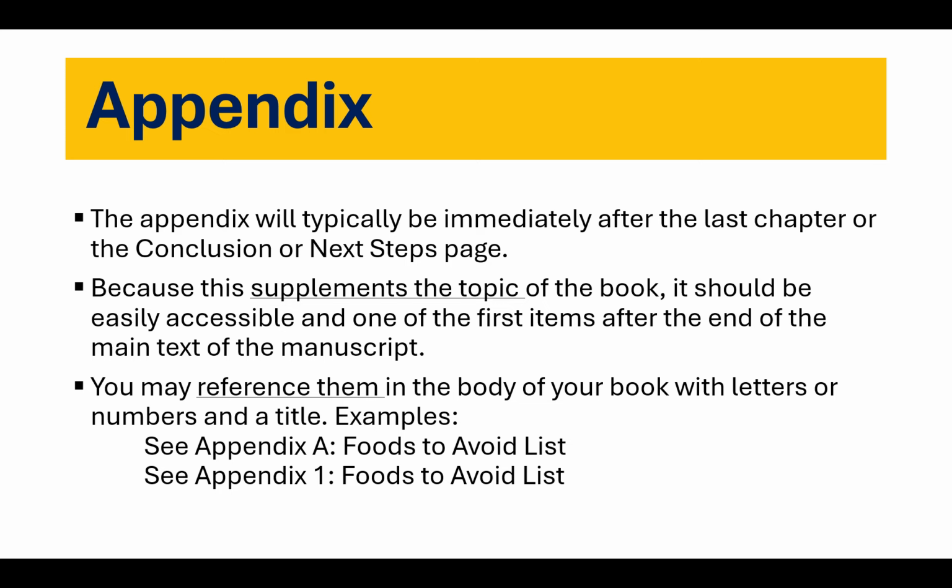You may reference them in the body of your book with letters or numbers, such as see Appendix A, Foods to Avoid List, or see Appendix 1, Foods to Avoid List. Whatever it is, you want to give it a title because you're going to list it in your appendix, and then give it either a number or a letter and a title. And then that way you can reference it in your book, and then they'll know that they can go to the back of the book and find that additional information.